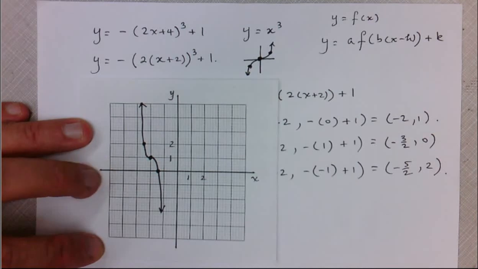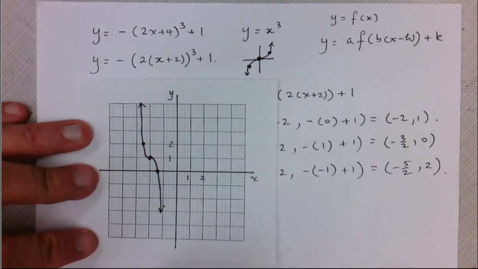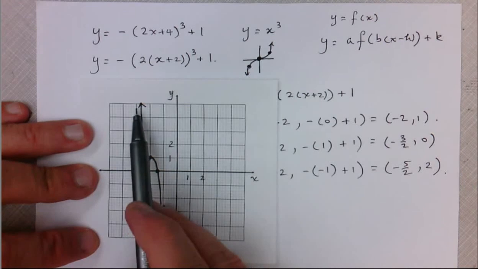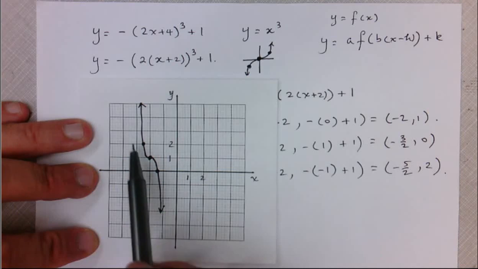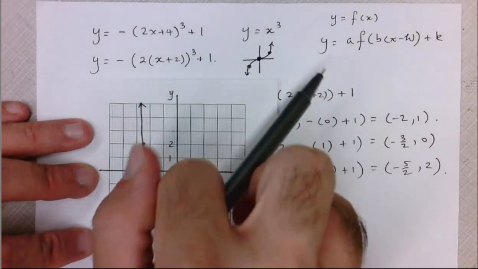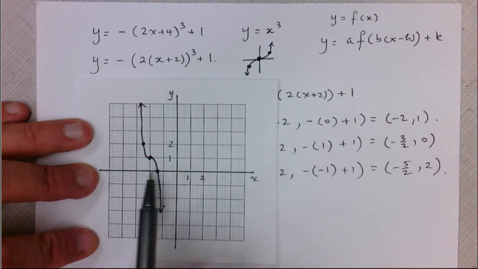And there's my graph. Again, we don't expect perfection here, but not surprisingly, the graph is a little skinnier because of that horizontal compression. The end behaviors have changed because of that reflection in the x-axis, and of course my translations, 2 to the left and 1 up.